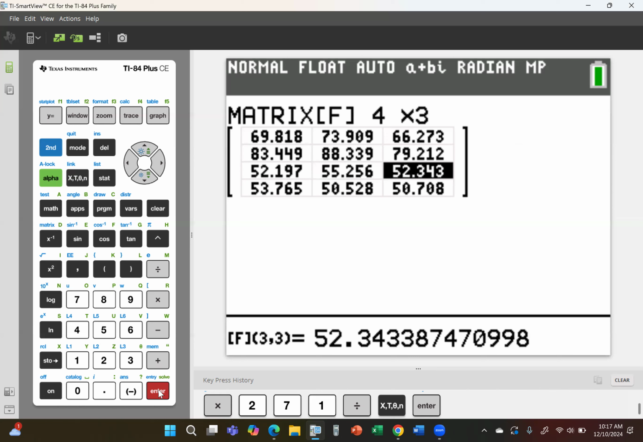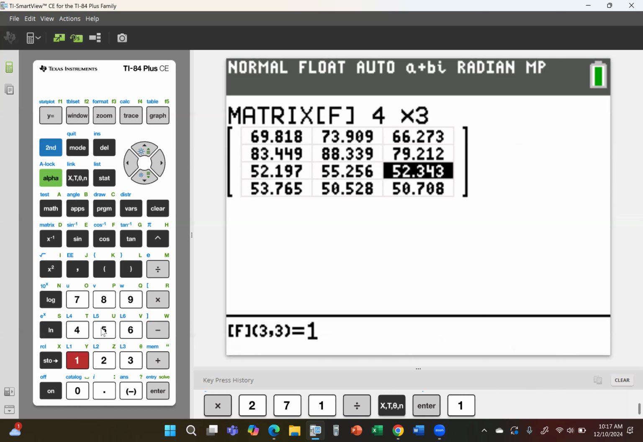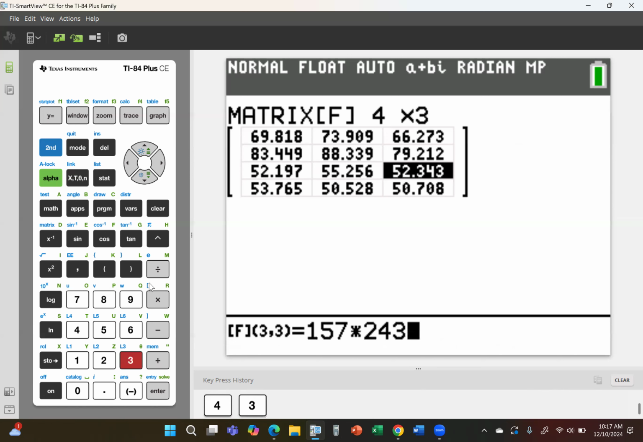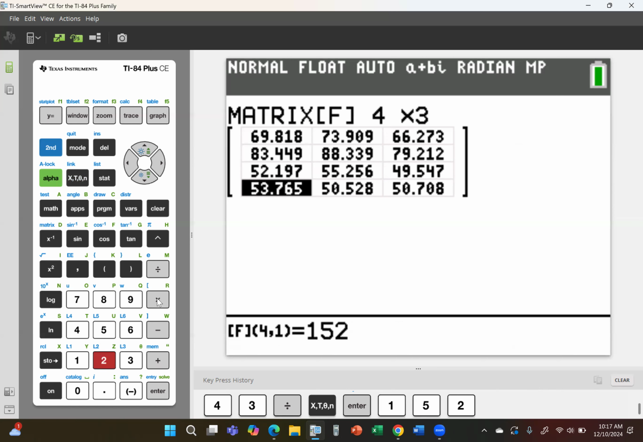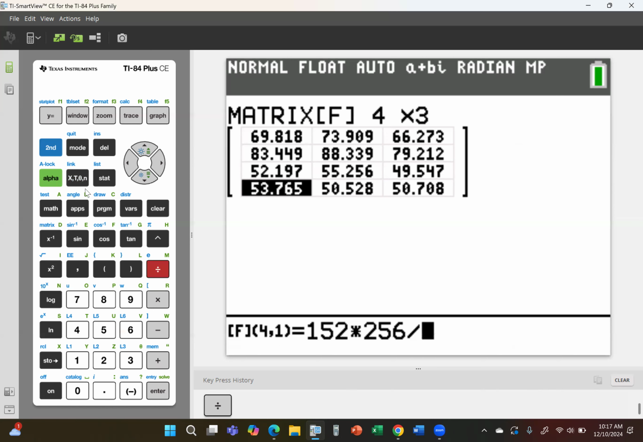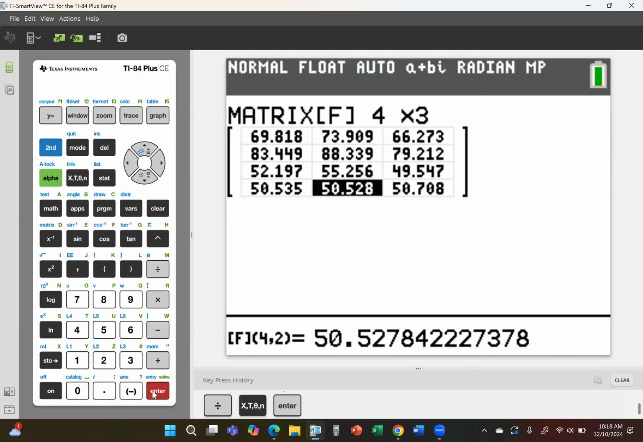And then what do we have? 157 times 243 divided by 770. So far, so good. All right, last row, 152 times the column total divided by the total. And then we have the row total, 152.